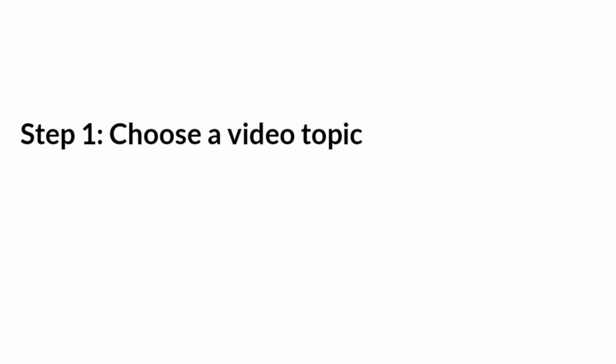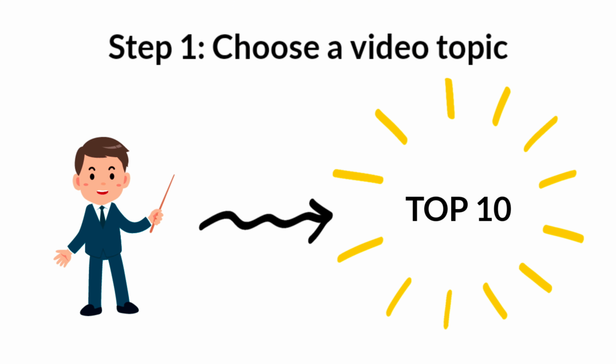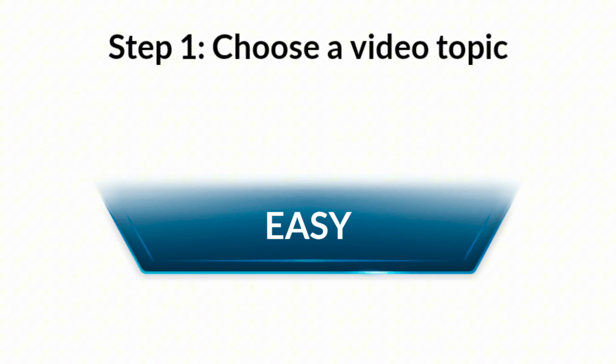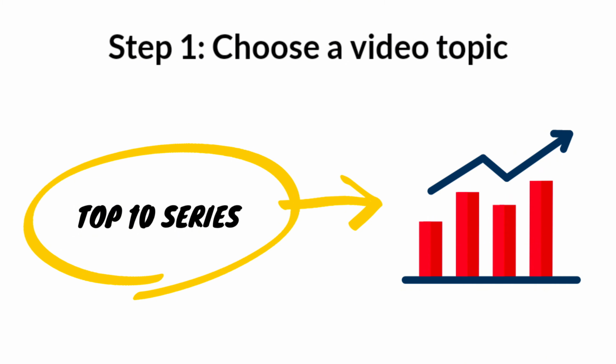Step 1. Choose a video topic first. Choose a topic that interests you the most. I recommend the top 10 games topic because it's one of the easiest ways to create a video. Many YouTubers focus on top 10 series and gain a lot of reach.